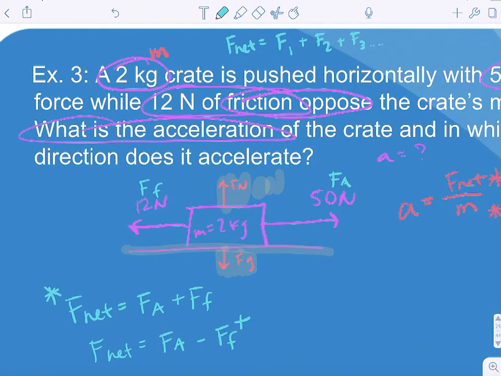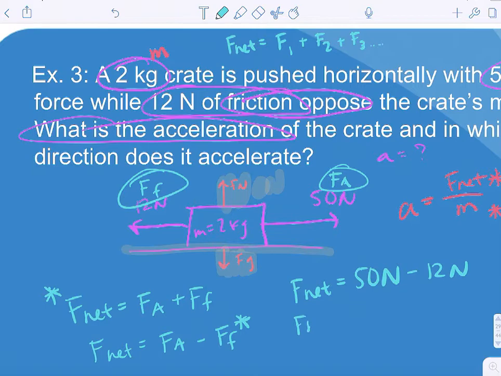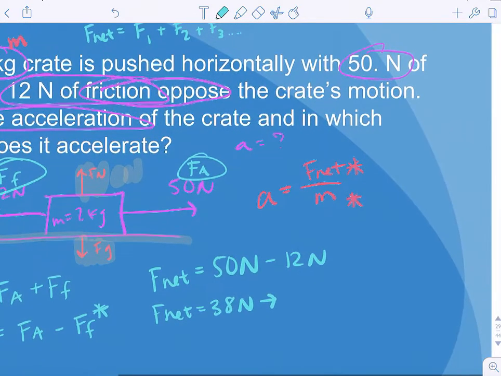So in this case, I made this equation because I'm combining the two remaining forces I have that are not balanced out. So the other way I can calculate net force would be to plug in 50 newtons, my applied force, minus 12 newtons. When I plug that into my calculator, I get 38 newtons to the right. And now I can plug that into this equation over here. So 38 newtons, I'm going to write to the right so I don't forget, divided by 2 kilograms.